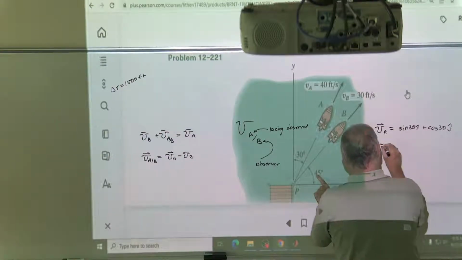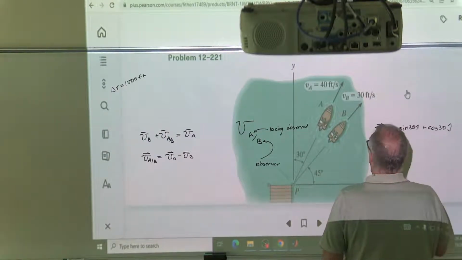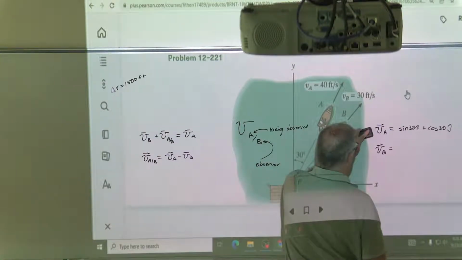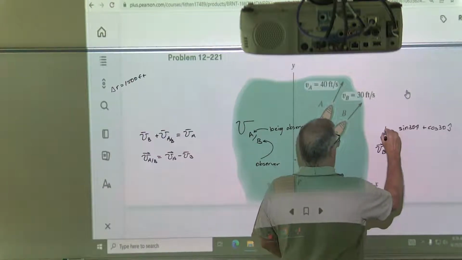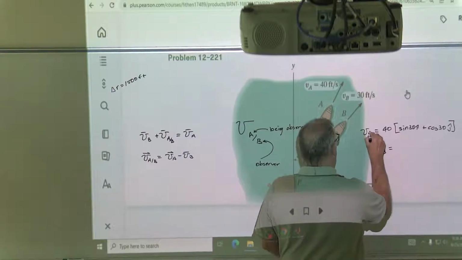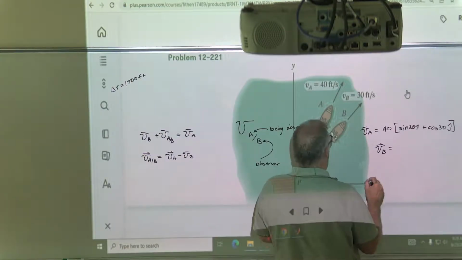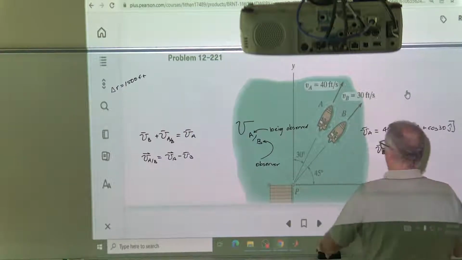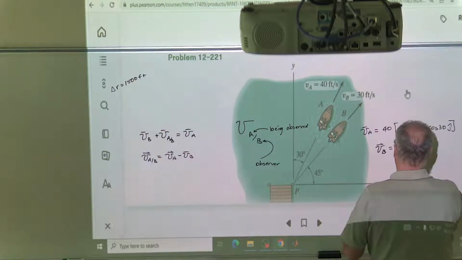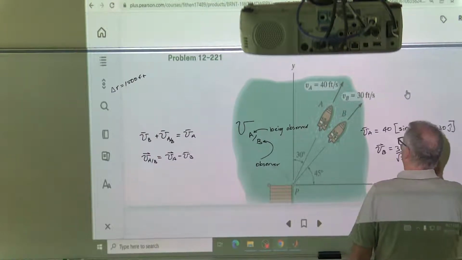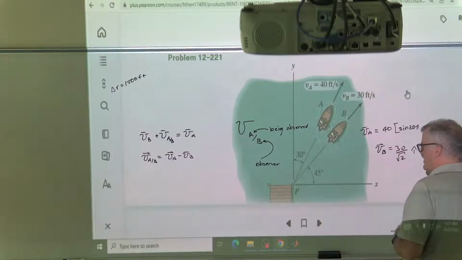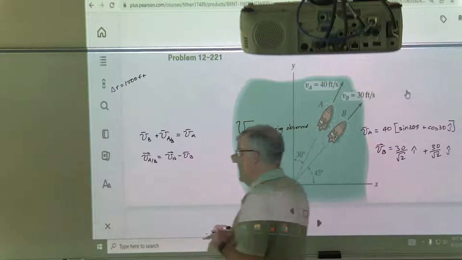B would be, and so I'll just, but you know what? I forgot to put the 40 there. So let me back this up a little bit. Okay, that's 40. And now I got to put in my 30. But this time, it's 45 here and 45 there. So it's 1 over square root of 2. And so now, I can just subtract those two.